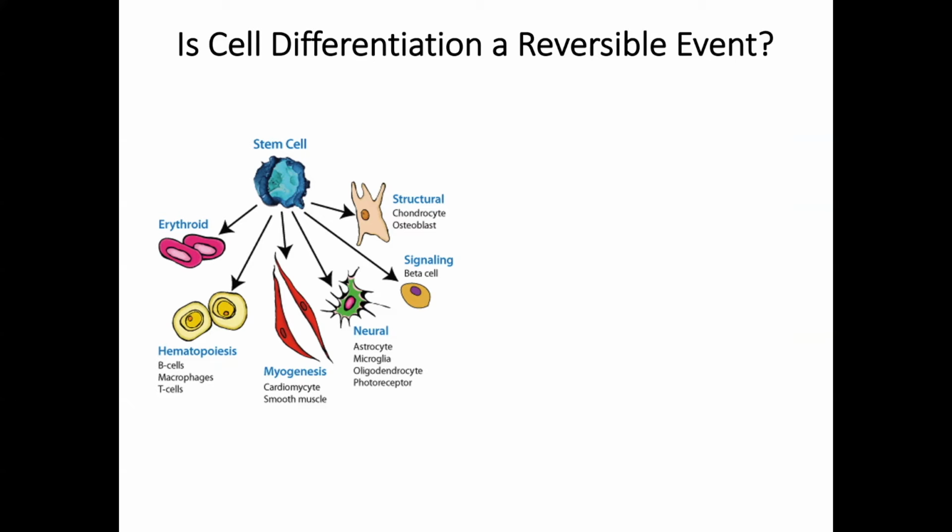Usually the cell changes to a more specialized type, shown here, like a stem cell can be differentiated into tissue-specific cells, such as red blood cells, hematopoietic cells, muscle cells, and others. The environment the stem cells stay in determines the cell types that the stem cells are differentiated into, okay? The question here is: is cell differentiation a reversible event?